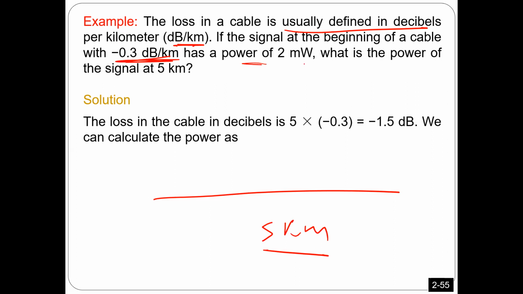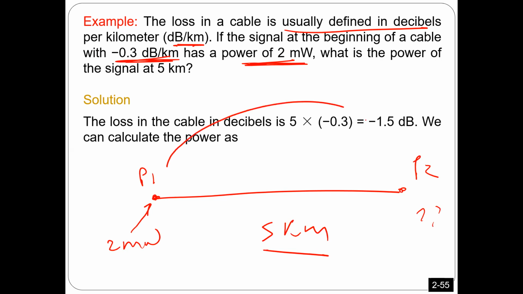And then at the beginning is P1, and here is P2. At P1 it was 2 milliwatt. Can you calculate the power here? Okay, number one, I need to know how much power I lost from here to here. How can you know it? From this one.